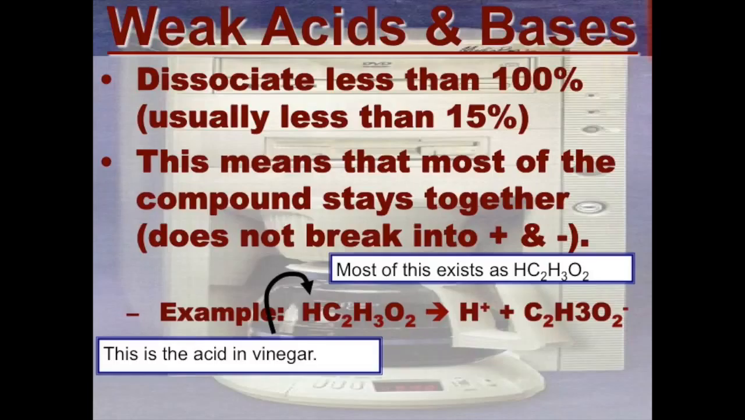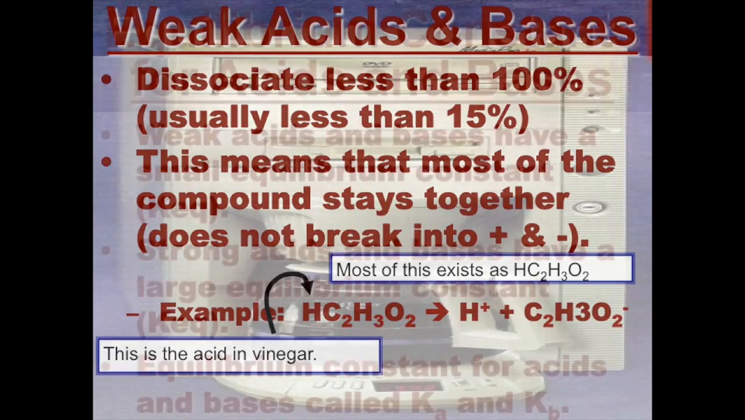So here you've got an acetate. This is the acid in vinegar, and it breaks down a little bit. The hydrogen dissociates off, but it's still an acetate group in the end. Okay, so yes, hydrogen broke off, but you didn't have it breaking down into more ions.